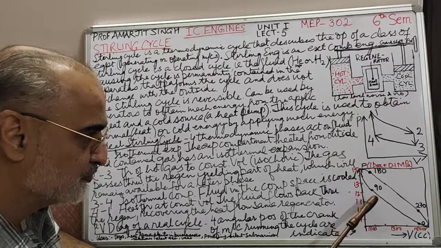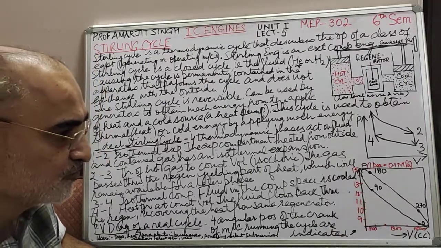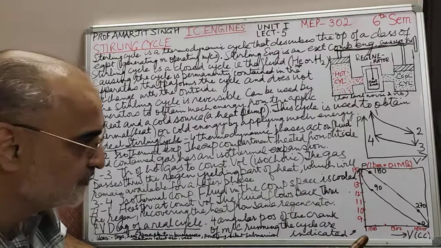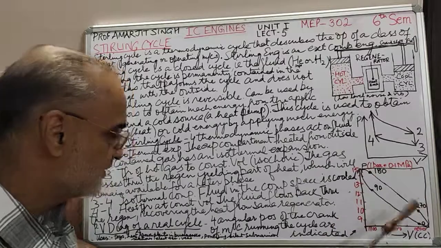These are the four angular positions of the crankshaft, 360 degrees. The crankshaft revolves twice. So, one revolution: 0, 90, 180, 270, 360 degrees.